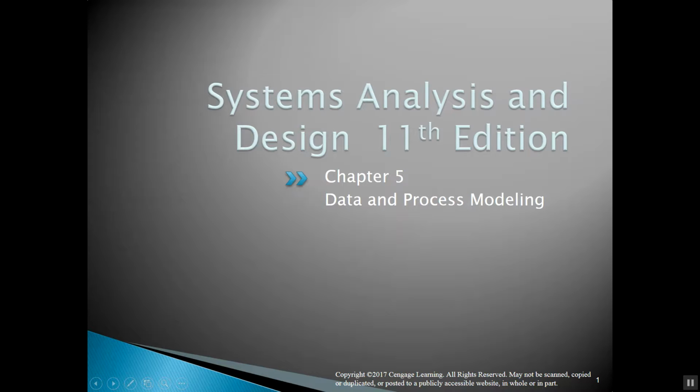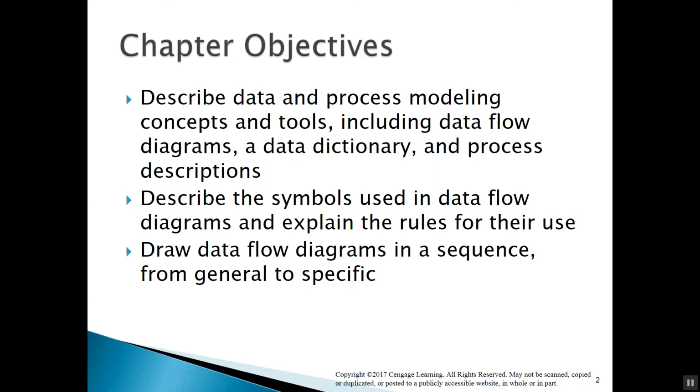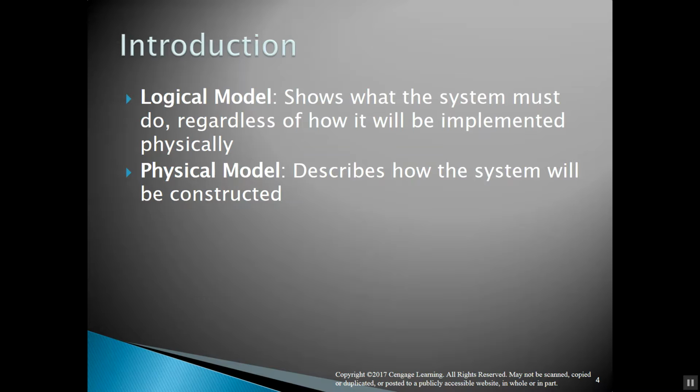All right, gang, here we are. We're in Chapter 5, Data and Process Modeling. Now, we've talked about this briefly in Chapter 4, and we're going to dig in a little bit deeper in this chapter. We'll move through the objectives. We're going to break it down into two models, a logical model and a physical model.